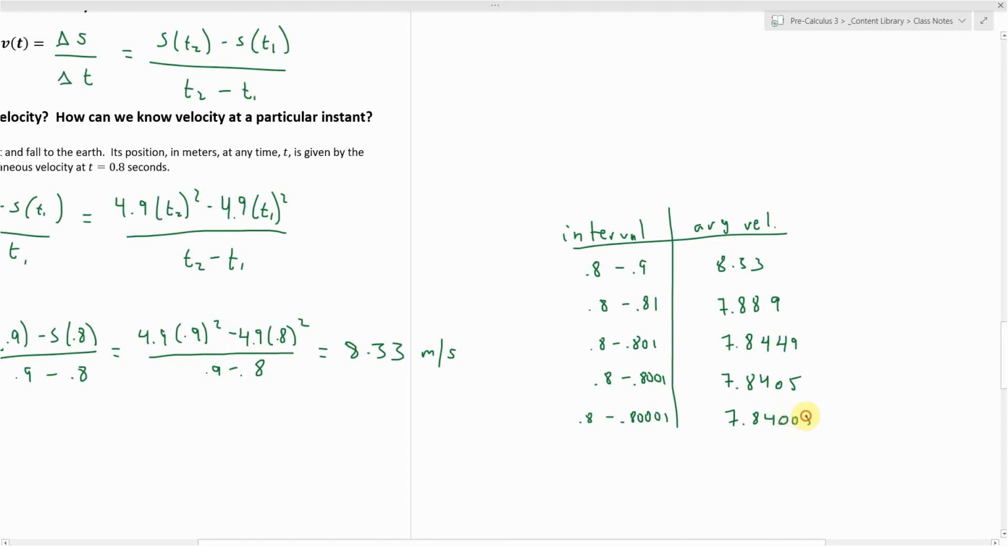7.84005. And so now we can see a pretty clear pattern that as this interval becomes infinitely short, in other words, it gets closer and closer to being an instant in time, the average velocity gets closer and closer to 7.84 meters per second.